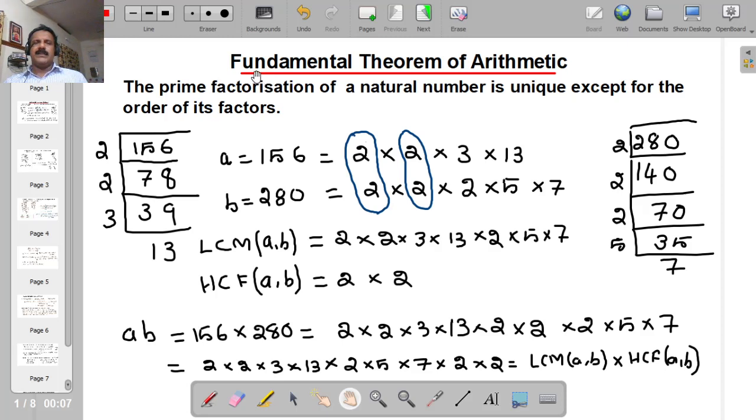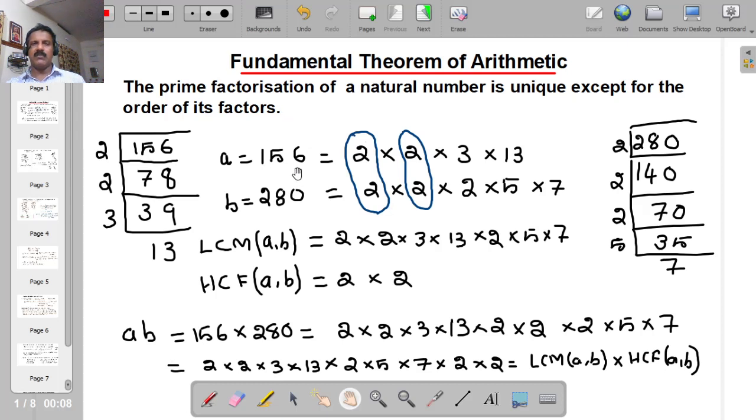This is the second module of chapter 1, the real numbers. Fundamental theorem of arithmetic. The fundamental theorem of arithmetic states that the prime factorization of a natural number is unique except for the order of its factors.